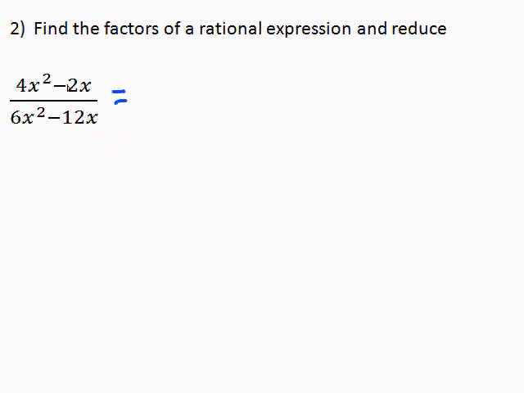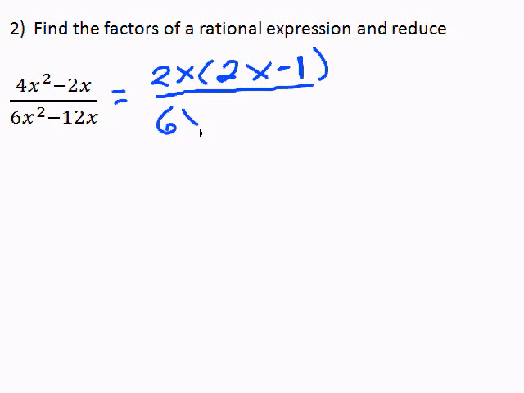Looking at the numerator, you notice they have 2x in common, so we can factor out 2x, leaving us with 2x minus 1. On the bottom, you'll notice they both have 6x in common, so we can factor out 6x, leaving us with 1x minus 2.